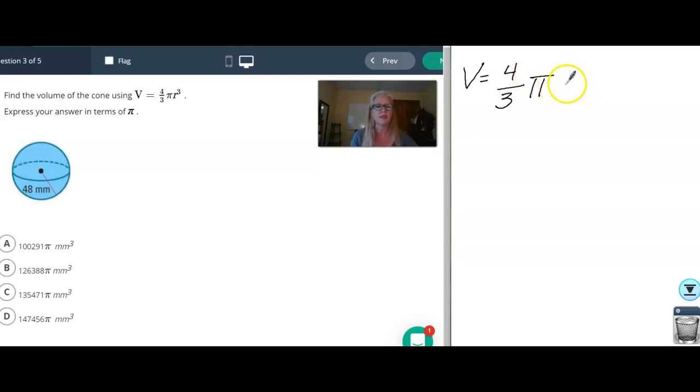And we have that the radius is 48. So we'll need to do 48 to the third power. Really what we need to do now is multiply 4/3 times 48 to the third power, and that will give us our answer. 48 to the third power is 110,592, but you don't need to write that. You just need to multiply that times 4/3.